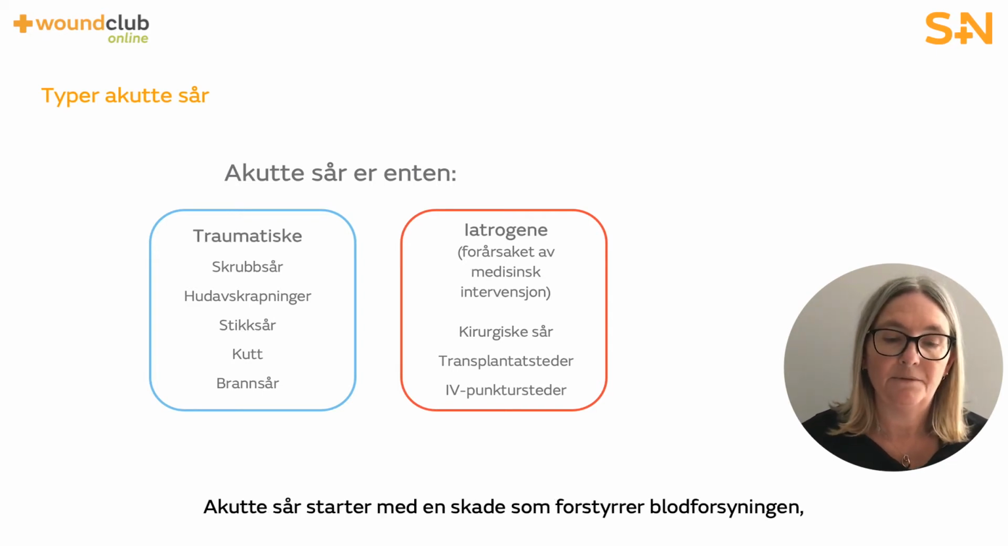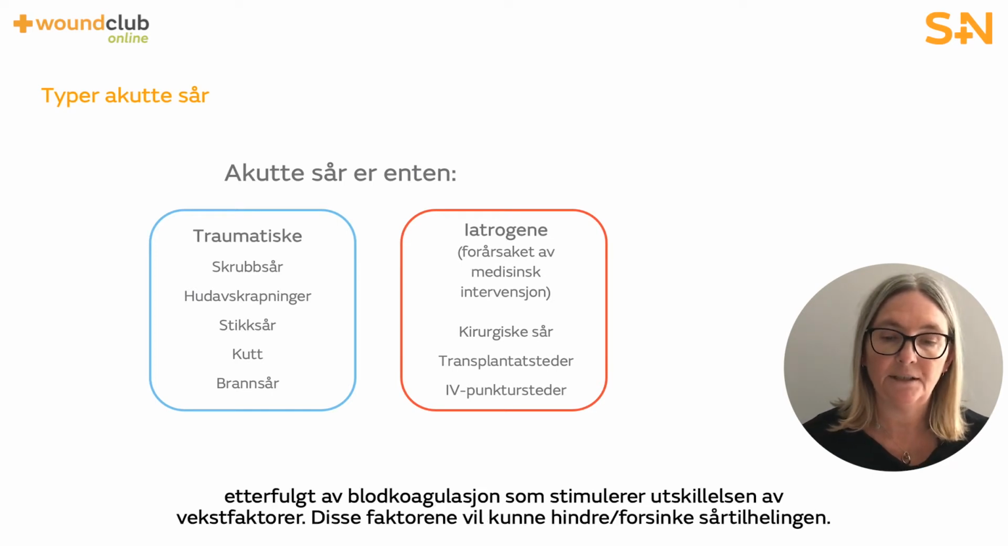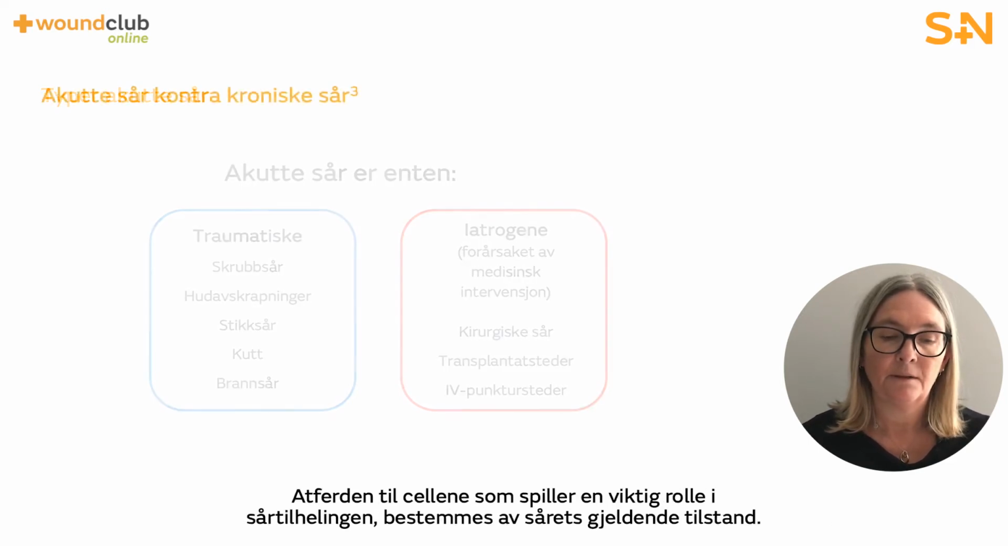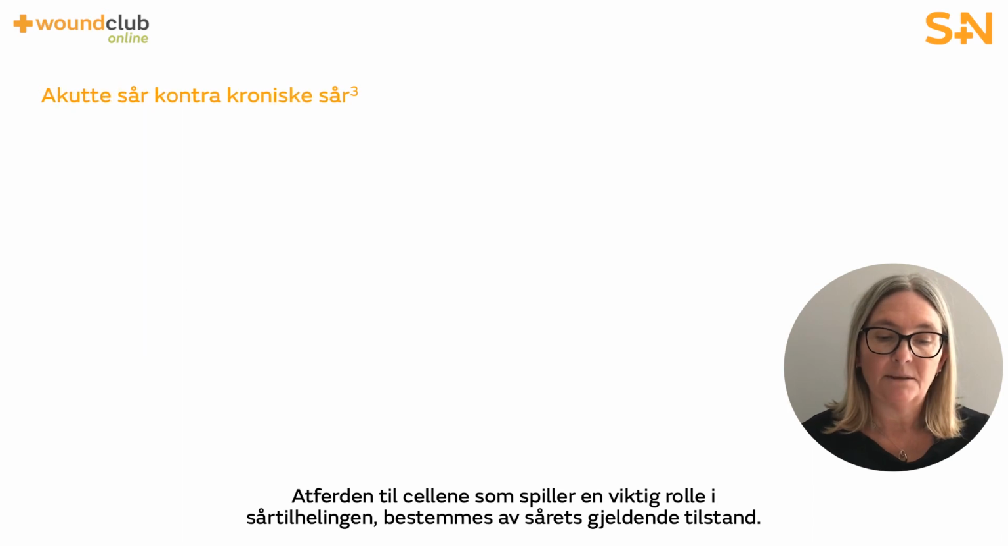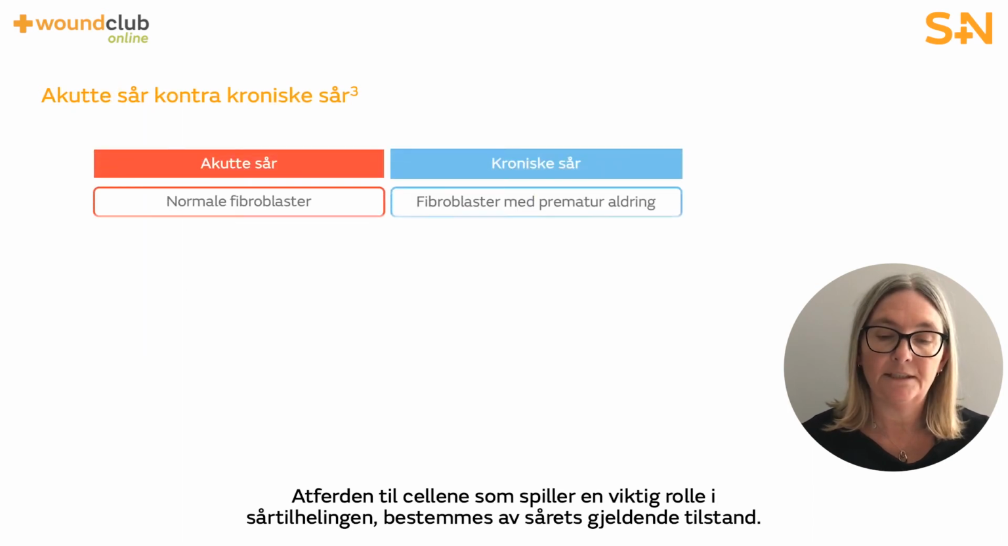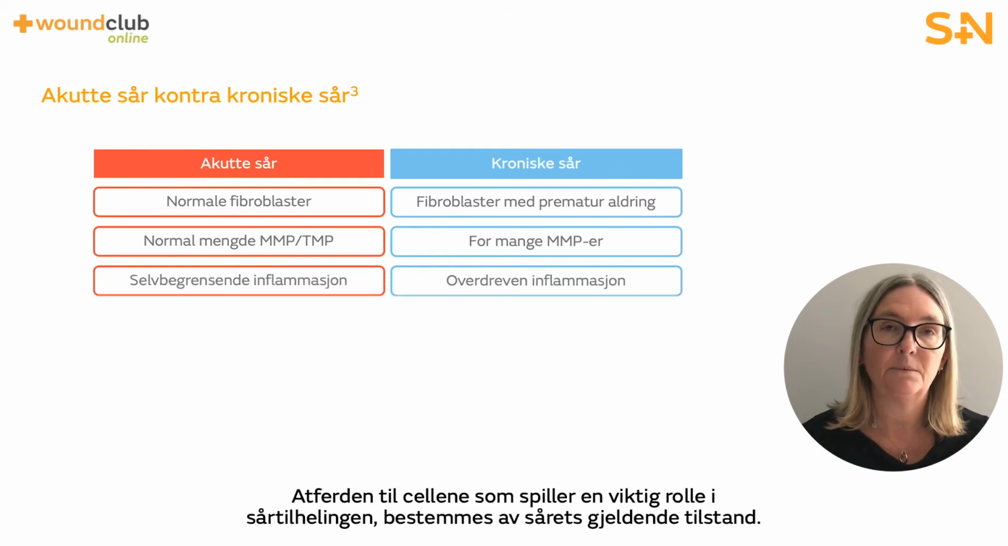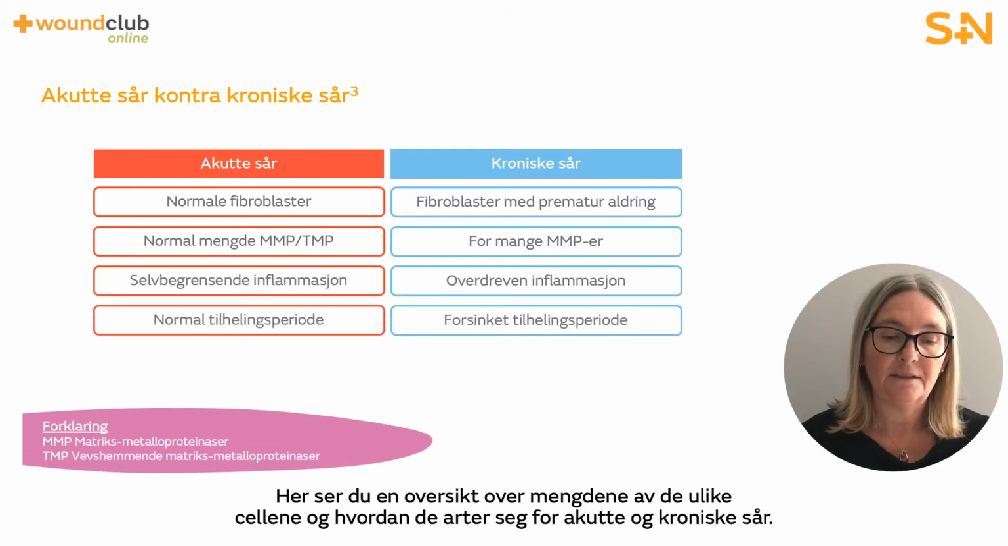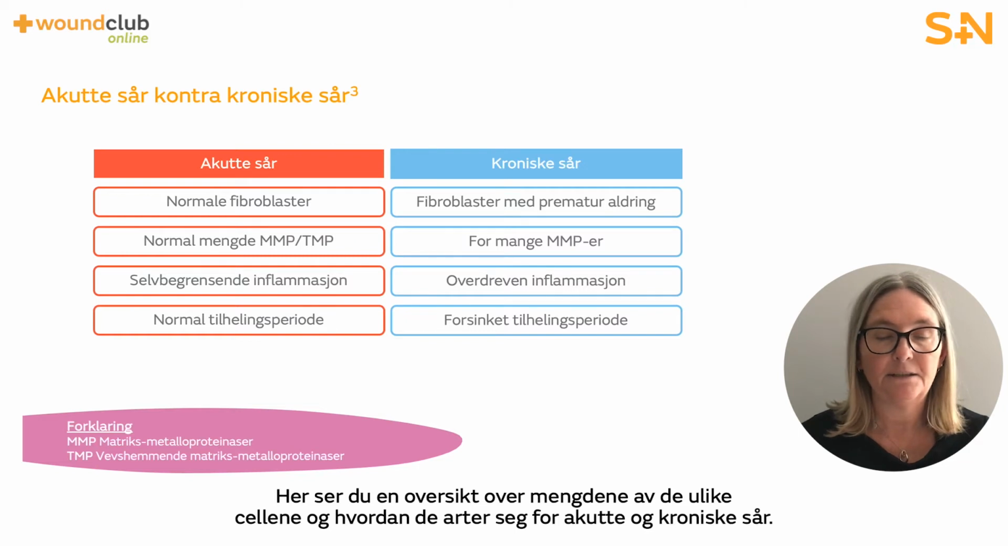Acute wounds begin with an injury that disrupts the blood supply, followed by blood clotting, which stimulates the release of growth factors that initiate the wound healing cascade. The behaviour of the cells that play a vital role in wound healing is determined by the current state of the wound. This slide gives an overview of the ratios of the different cells and how they apply to acute and chronic wounds.